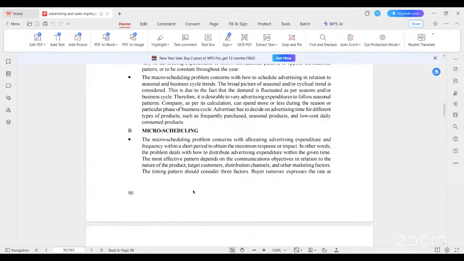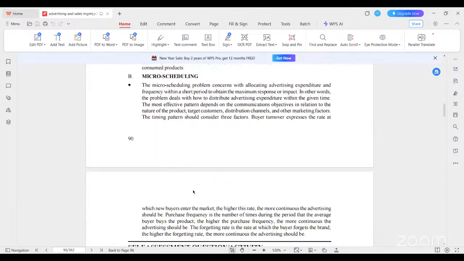And when we talk about micro scheduling, it is concerned with allocating advertising expenditure and frequency within a short period to obtain the maximum response or impact. In other words, we can simply say that the problem deals with how to distribute advertising expenditure within a given time.